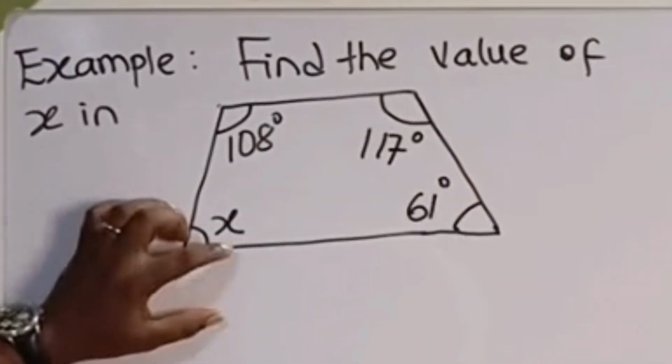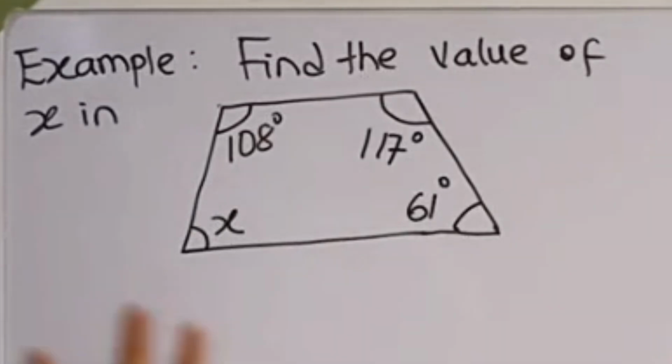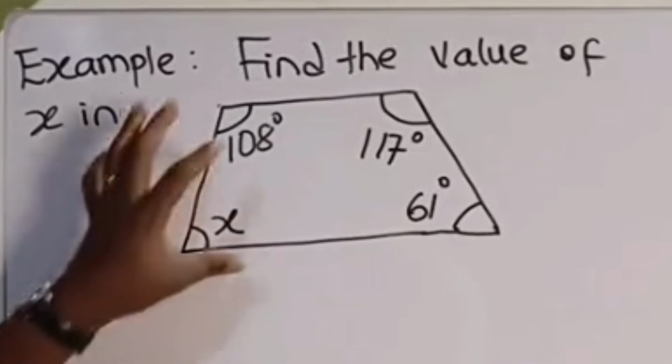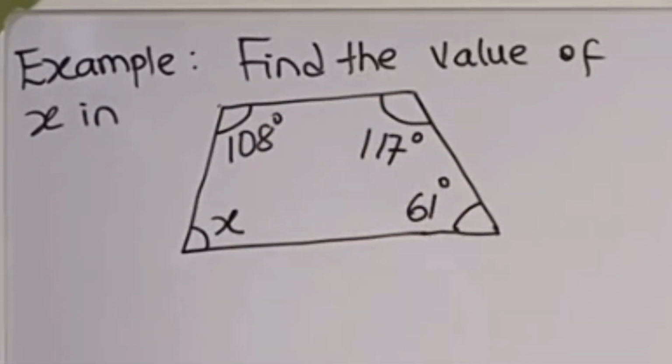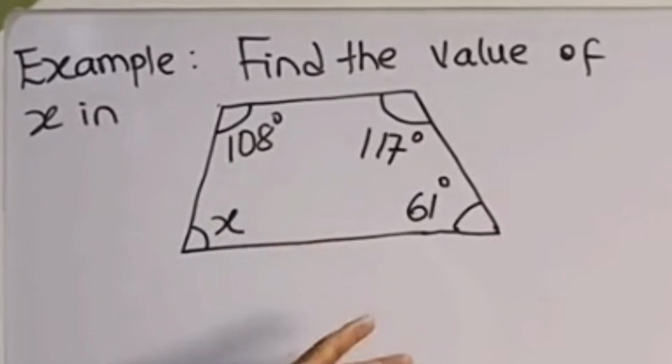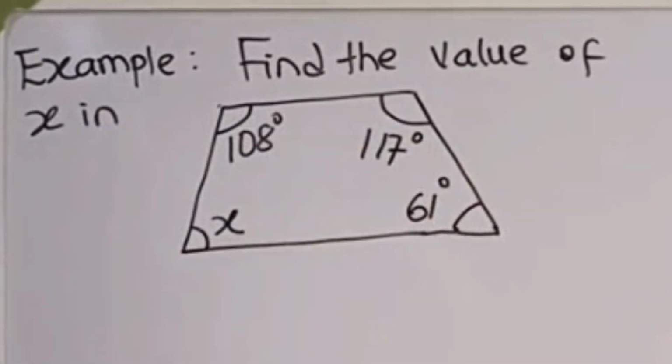We're expected to find the value of x in this diagram we have here. Following the 4-step process, the first step is identify the polygon. So this is a polygon. What type of polygon is this? This is a quadrilateral. A quadrilateral is a polygon that has 4 sides. Since this figure here has 4 sides, 1, 2, 3, 4, this is a quadrilateral. So we've done the first step, which is identifying the polygon.